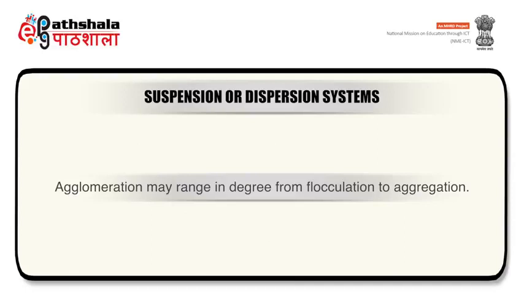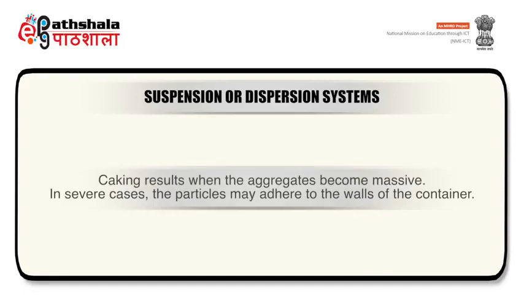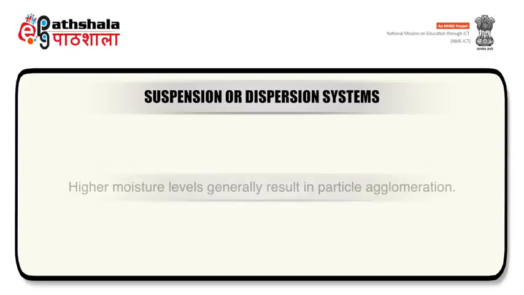Agglomeration may range in degree from flocculation to aggregation. Caking results when aggregates become massive. In severe cases, the particles may adhere to walls of the container. Higher moisture levels generally result in particle agglomeration.